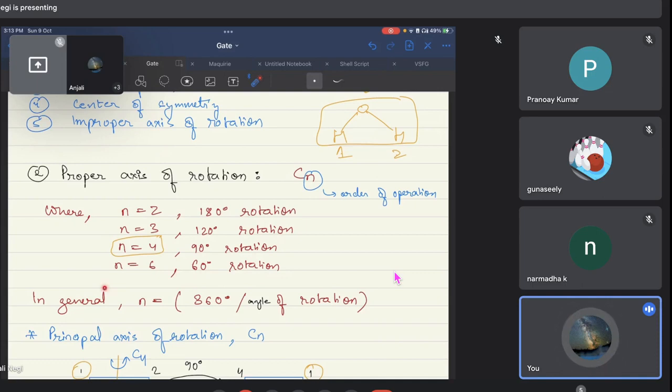So in general, I can say that n is equal to 360 degrees, that is the whole angle, divided by the angle of rotation, that is, whatever angle of rotation I am doing about that axis. So if I am doing a 180 degree rotation, it will be 360 divided by 180 degrees, and I will get n equal to 2. That will be my order of operation. Correct?